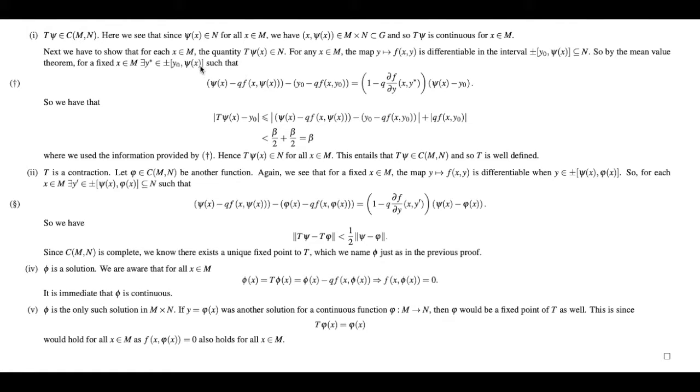So we have our two endpoints of the interval. One is psi x. So we evaluate this function at psi x, which gives psi x minus qf of x comma psi of x, and then we evaluate it at y0. That gives us y0 minus qf of x comma y0, and then we subtract these two values, and the mean value theorem tells us that there must be a point in this interval where the derivative of the same function, evaluated at that point multiplied by the interval, is equal to the left hand side, the difference of the function at the two endpoints. This is simply a form of Cauchy's mean value theorem.